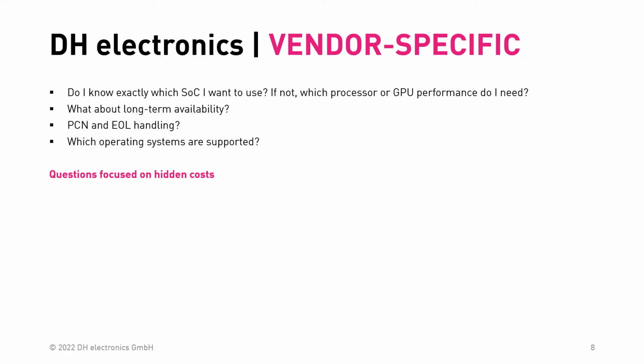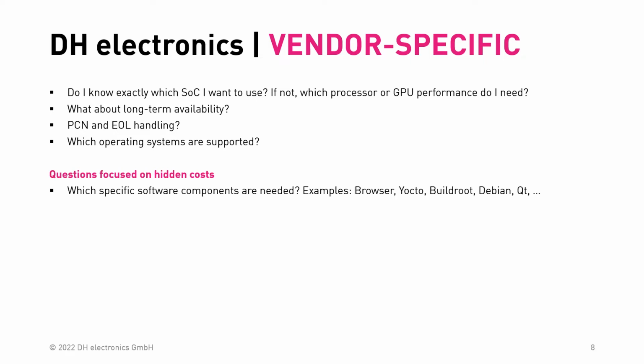Then we have again these hidden cost topics. The first question here is, which specific software components are needed? Examples here are browser, Yocto, Buildroot, Debian, Qt, and many more things. Especially the software topics can create high additional costs, I think. So if you find a SOM vendor which can offer your needed components out of the box, I think this is really a good idea. So please discuss this before you start your project.